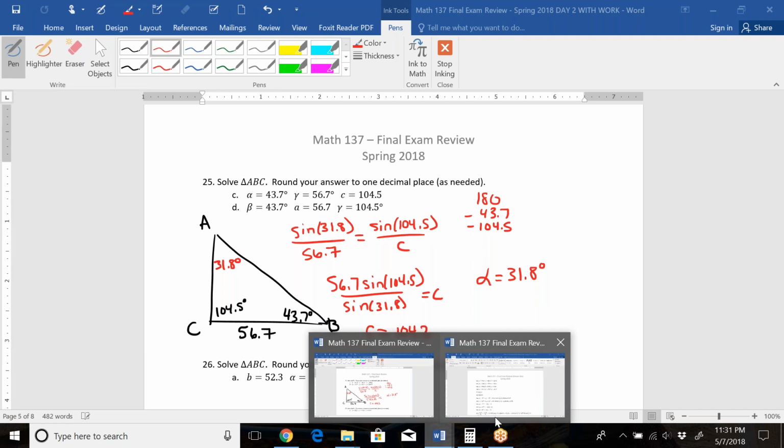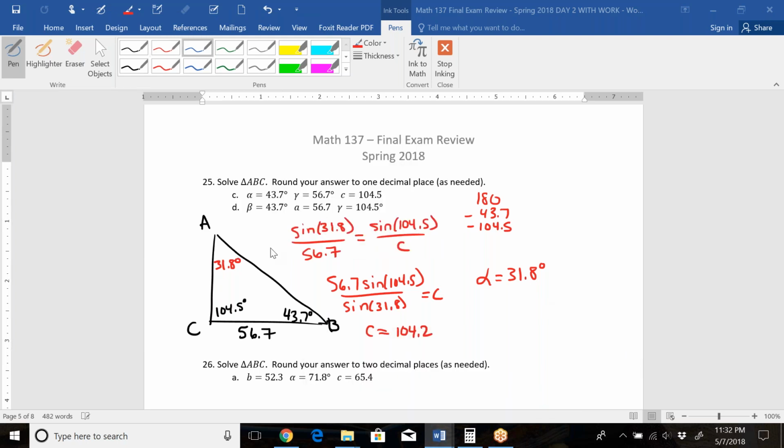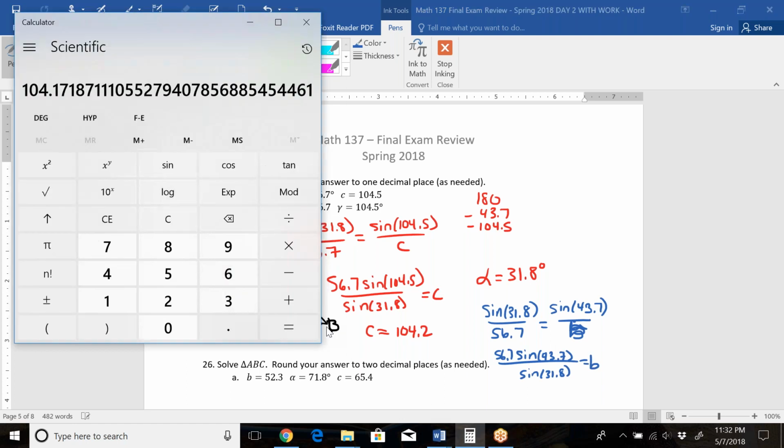And then we need to find the other side length. So I'm going to go ahead and write in the one we found. That was 104.2. And then we need to use sine of 31.8 over the 56.7 again equals sine of 43.7 over little b. We already have little a. So we're solving for little b this time. And if we cross multiply again, that's going to be sine of 43.7 times the 56.7 divided by sine of the 31.8. So I get 43.7 sine times 56.7 divided by 31.8 sine. That's 74.3.